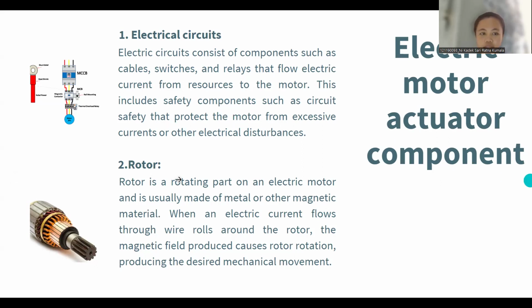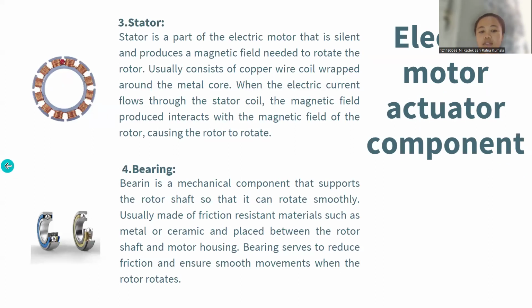The next component is the stator. The stator is the stationary part of the electric motor and produces the magnetic field needed to rotate the rotor. Usually it consists of copper wire coil wrapped around a metal core. When the electric current flows through the stator coil, the magnetic field produced interacts with the magnetic field of the rotor, causing the rotor to rotate.